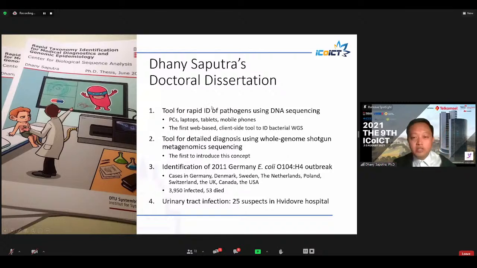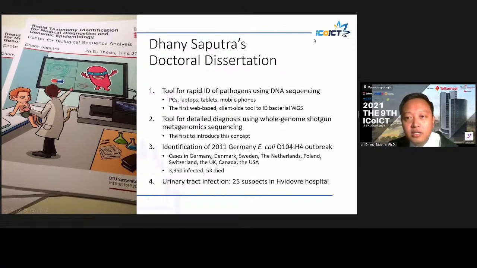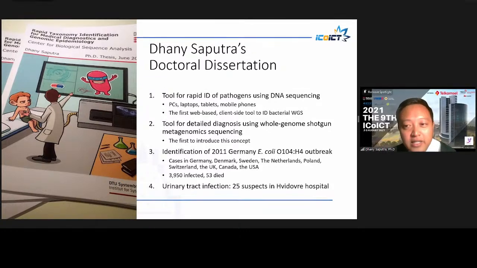The content of that is a tool for rapid identification of pathogens using DNA sequencing. It can be done through a PC, laptop, tablet, or mobile phone to identify a pathogen, which can be useful in this kind of time, pandemic time. It was developed around 8 years ago. At that time, we were not that massive in sequencing, and we were not predicting this kind of pandemic would happen. And this is the very first web-based client-side tool to identify bacterial whole genome sequencing at that time.